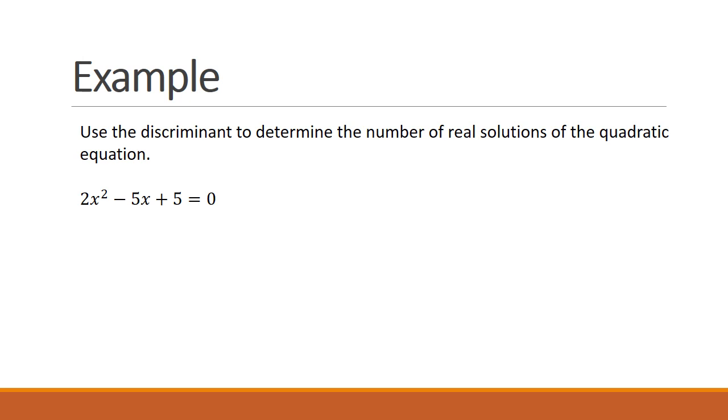Now you're not going to solve this one, but instead you're going to use the discriminant to determine the number of real solutions. Remember, the discriminant is just the number under the square root in the quadratic formula. So you're going to find b squared minus 4ac and interpret what that solution means as far as the number and types of solutions. Pause the recording, give this a try, resume the recording to check your solution.